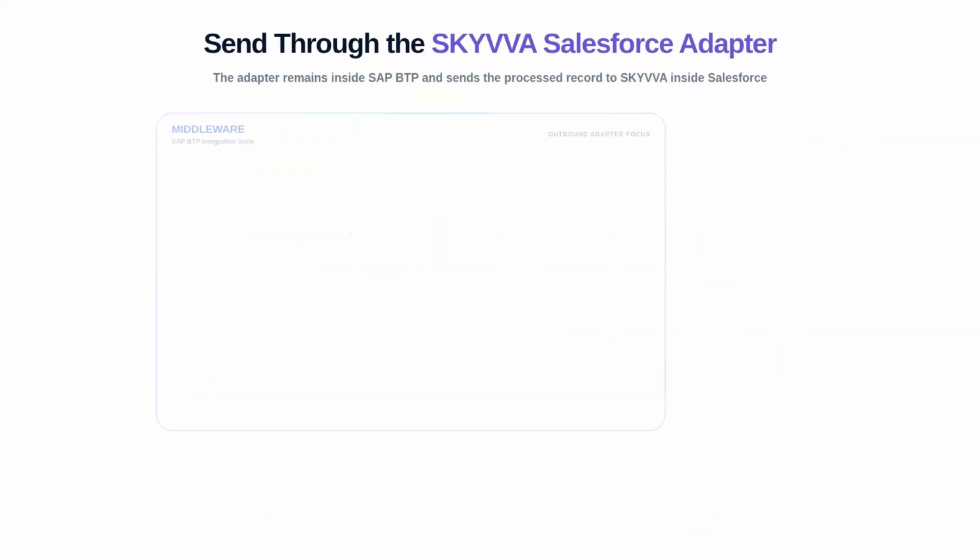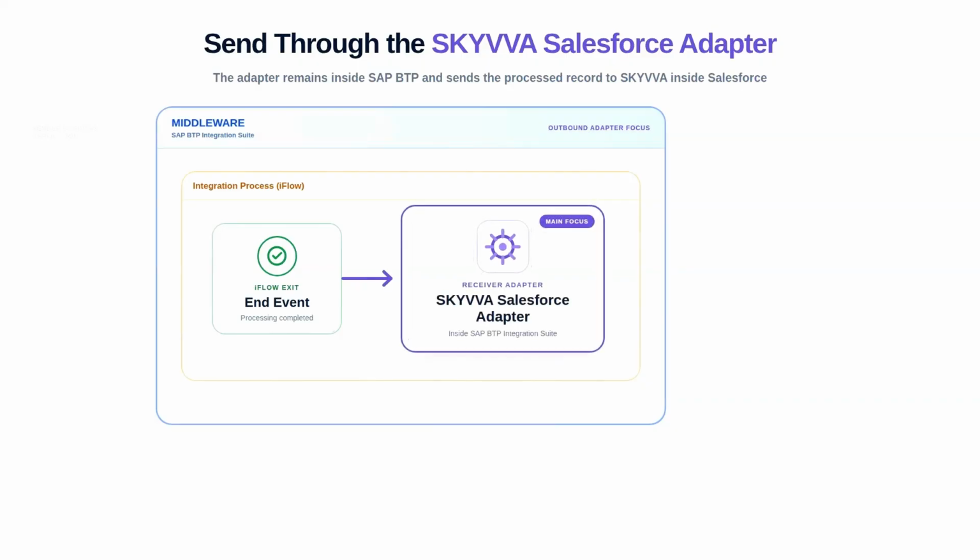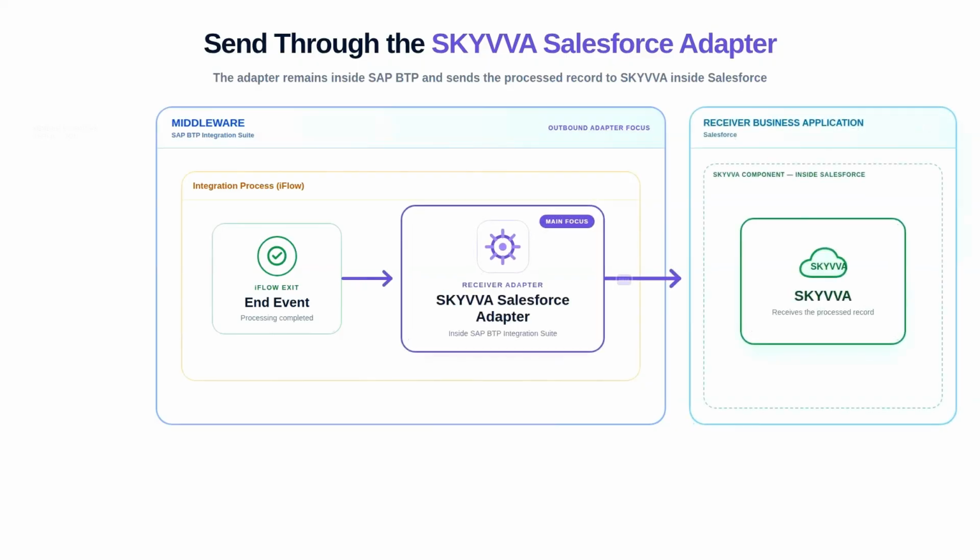SKYVVA Salesforce Adapter. After the integration processing is completed, the record reaches the end event. The SKYVVA Salesforce Adapter, which is also inside SAP BTP Integration Suite, sends the processed record to the SKYVVA component inside Salesforce. This adapter connection is the main focus of the integration flow.